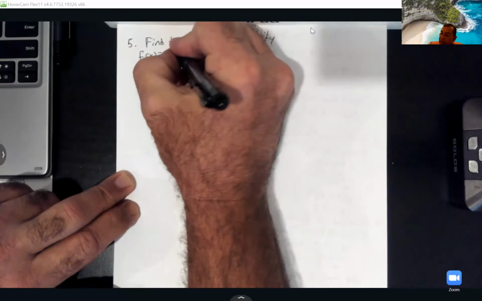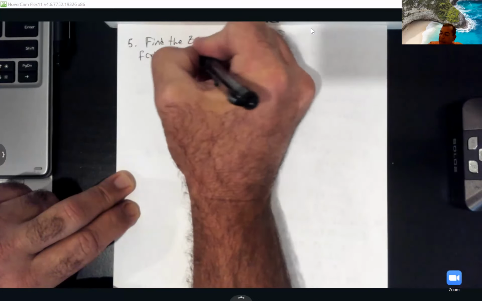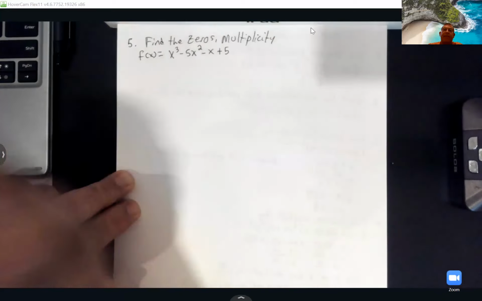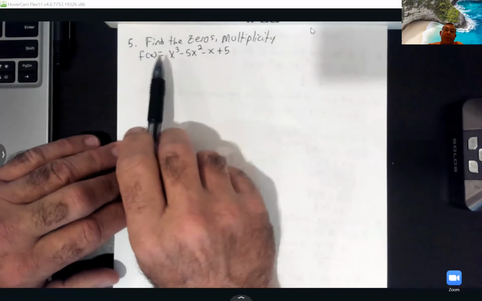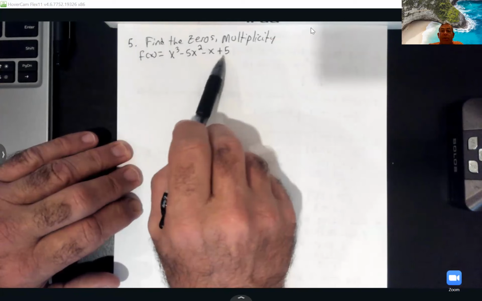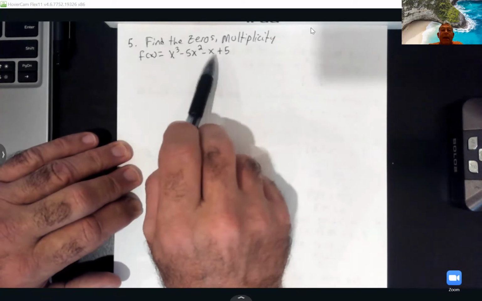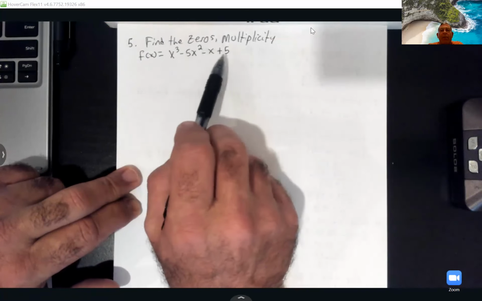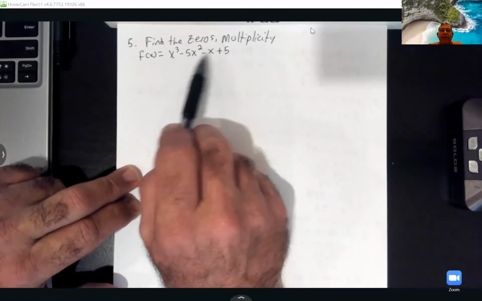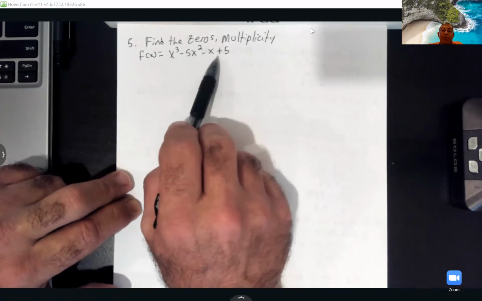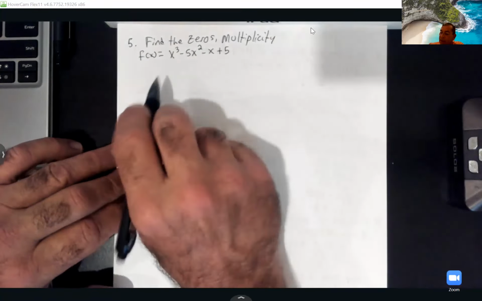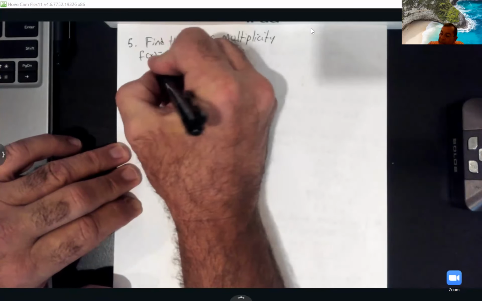x to the third minus 5x squared minus x plus 5. Now, I'm not going to lie, y'all's polynomial will look exactly like mine. The only thing different will be the 5s. Y'all might not have 5s. Y'all might get 7s, 3s, or any other number. But everything else will be the same, okay? So what we're going to do, we'll set that equal to 0.